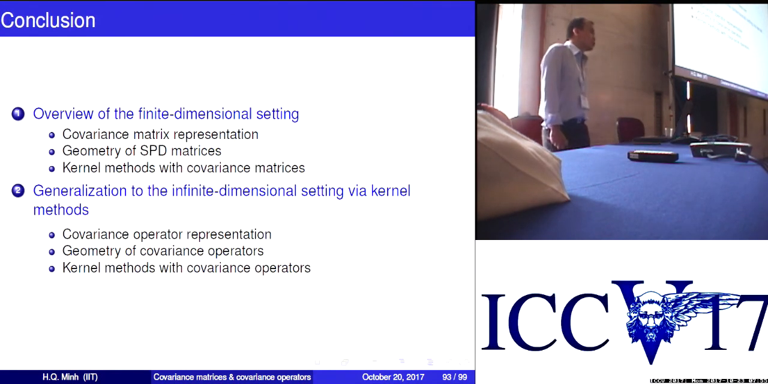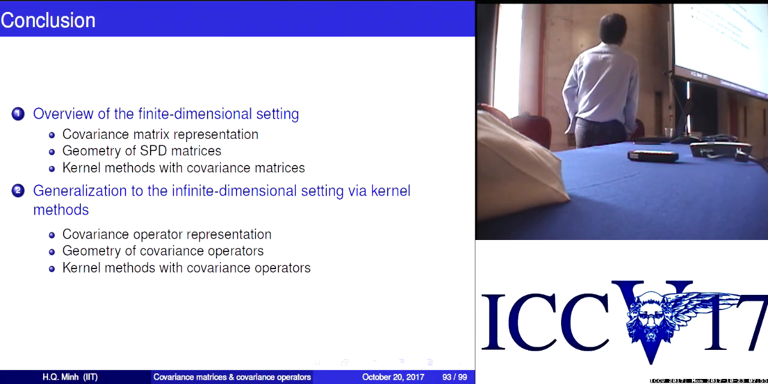So to conclude, in the first part, I gave an overview of the finite dimensional setting of covariance matrices and its representation. And then later on, we talked about the generalization to the infinite dimensional setting via kernel methods. So we were talking about the covariance operator representation and the geometry of these operators, and we talked about kernel methods. Basically, the generalization is done via the feature map of kernel methods. And as I said before, everything can be computed using closed form formulas.